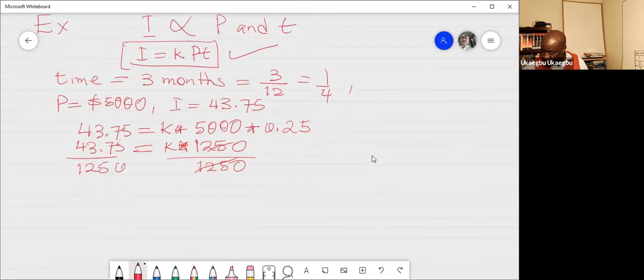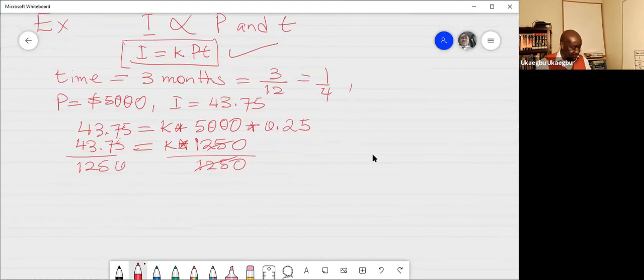All right. So we have 43.75 divided by 1,250. So that's 0.035. 0.035 is equal to K.